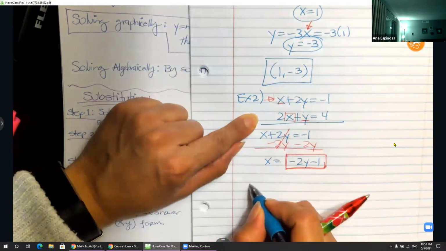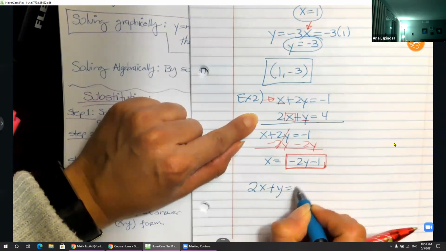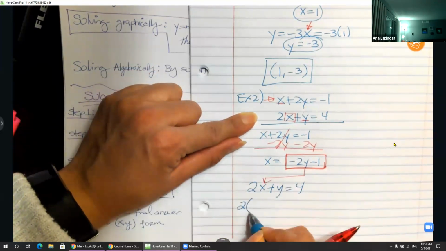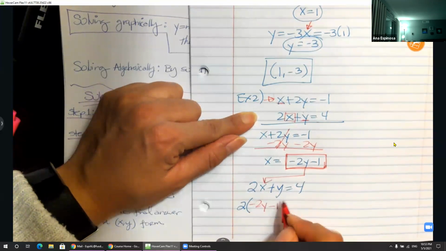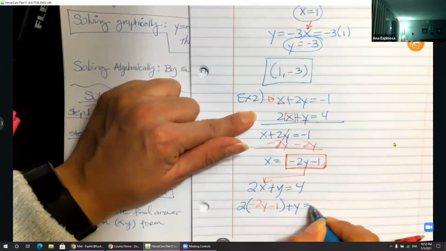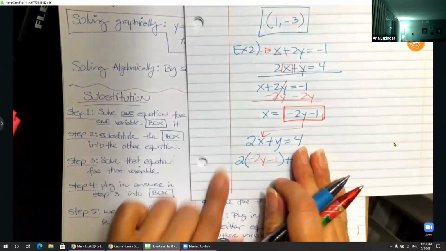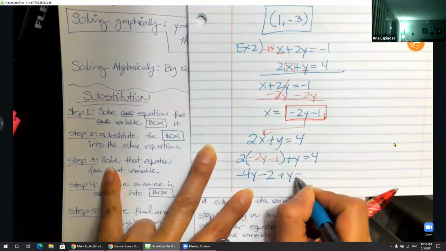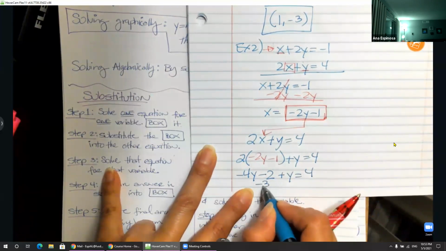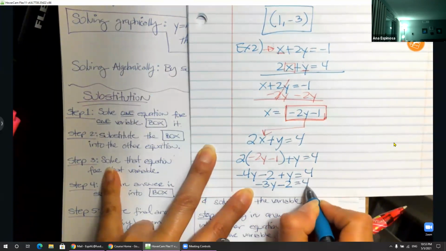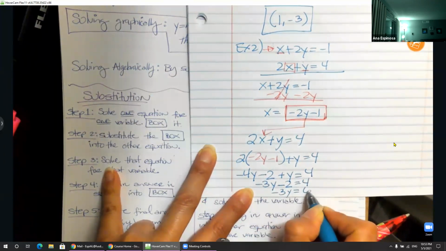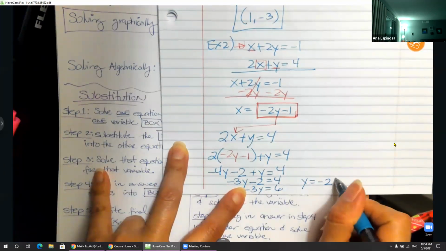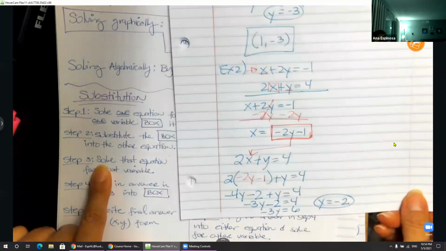So I'm going to take the second equation. And I'm going to plug that in. I'm going to do it in red, just so that you can see what I did. And then I'm going to solve. Negative 4y minus 2 plus y equals 4. So that's negative 3y minus 2 equals 4. Negative 3y equals 6. Therefore, my y is negative 2. That's one answer. So I have solved for that one variable.